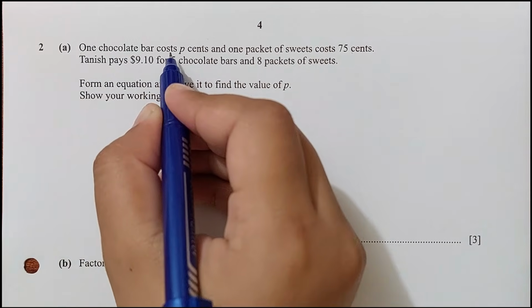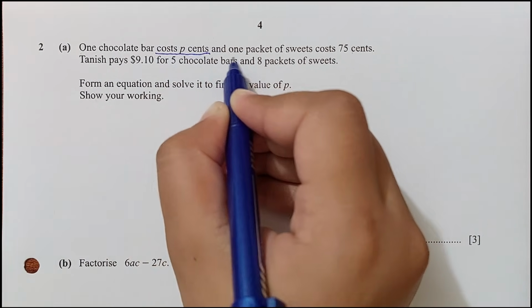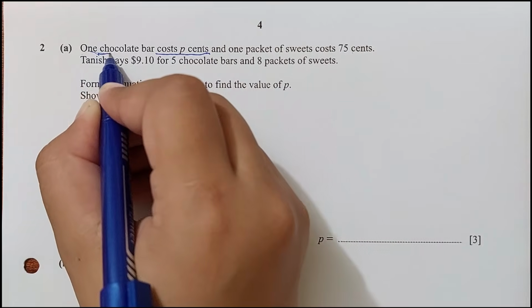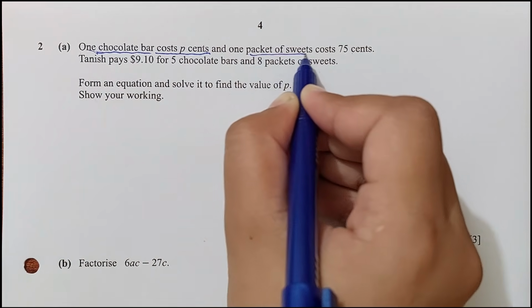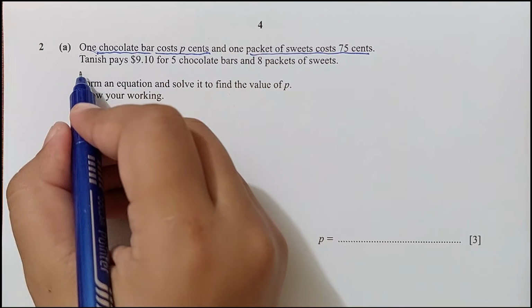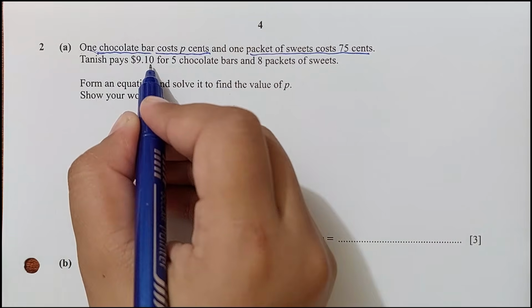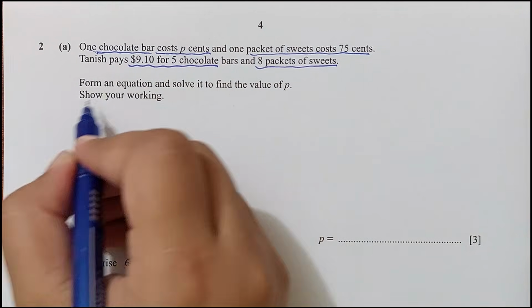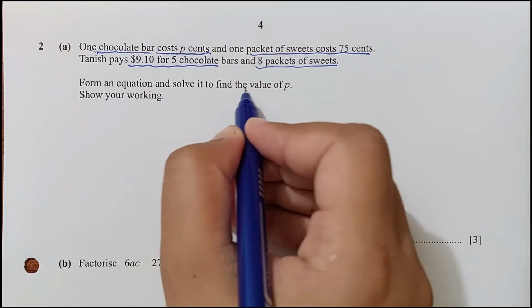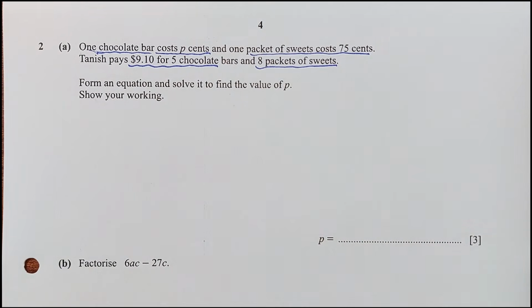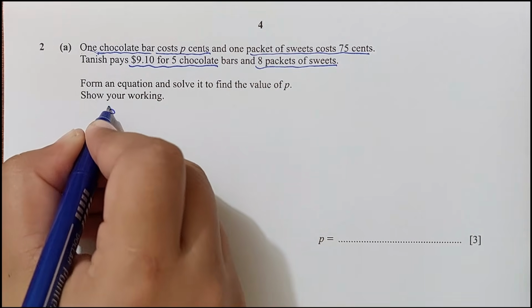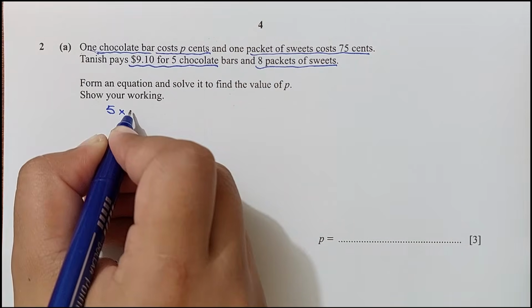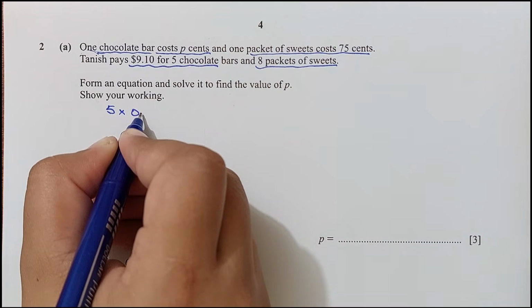One chocolate bar costs P cents and one packet of sweets costs 75 cents. Tanisha pays $9.10 for 5 chocolate bars and 8 packets of sweets. Form an equation and solve it to find the value of P. Show your working. Okay, 5 chocolates, the cost of each is P cents.